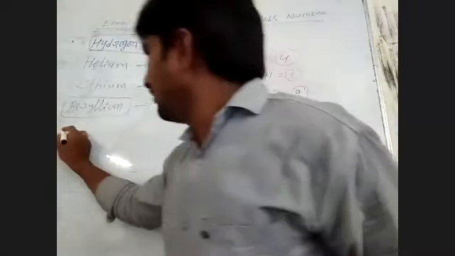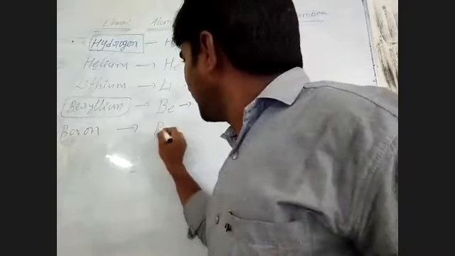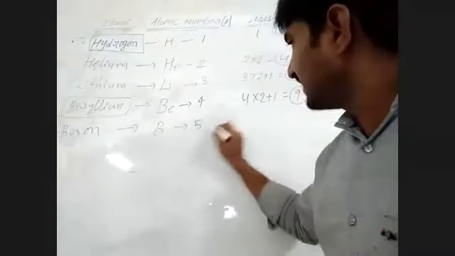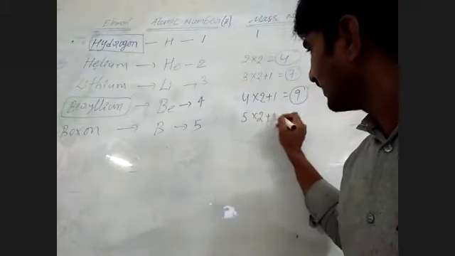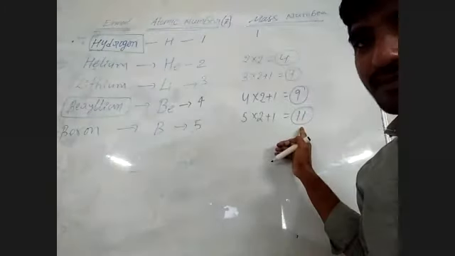Next one, boron. Boron's symbol is B. So what is the atomic number? 5. So 5 is an odd number. So 5 into 2 plus 1 equals how much? 11. Okay. Boron atomic number is 5. Mass number is 11. Please understand.